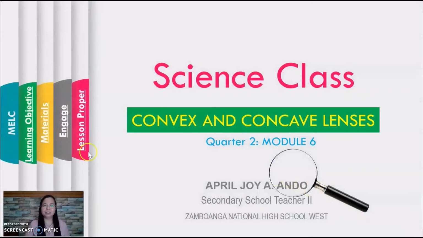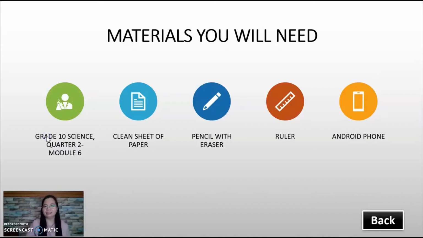What are the materials that you will need? You need to prepare the following: Grade 10 Science Quarter 2 Module 6. You also need a clean sheet of paper, pencil with eraser, ruler, and an Android phone. Or you may also have your laptop, should you wish to download this lesson video on your phone or laptop and watch it anytime, anywhere.